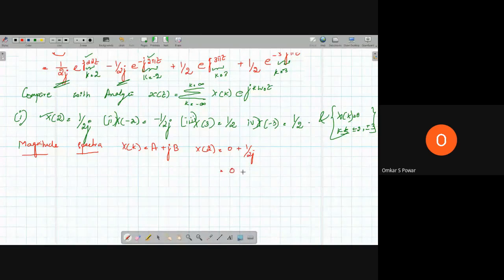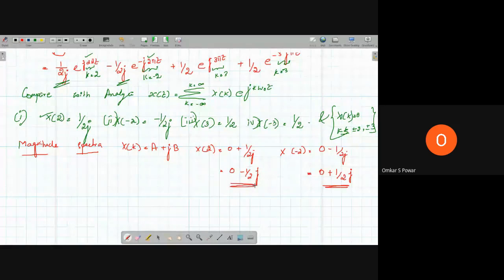So 0 minus 1 by 2j. Okay. Then what we have got, x of minus 2. So x of minus 2 is 0 minus 1 by 2j. So take the j to the top, it will become minus j. Minus j into minus 1 will be plus j. So 0 plus 1 by 2 into j. Okay. So if you write this one, it's enough.